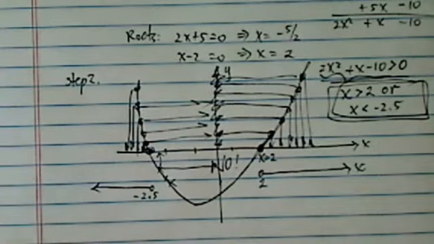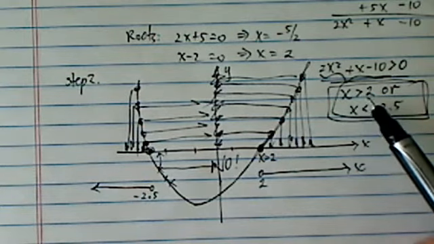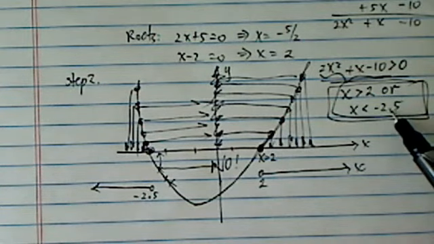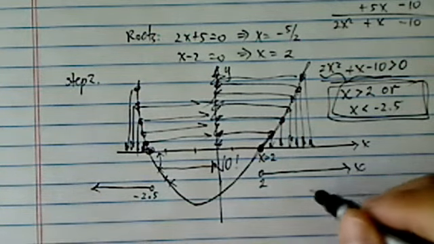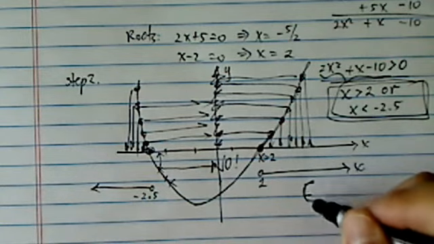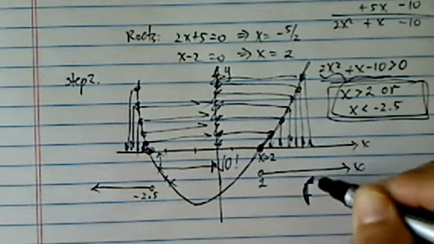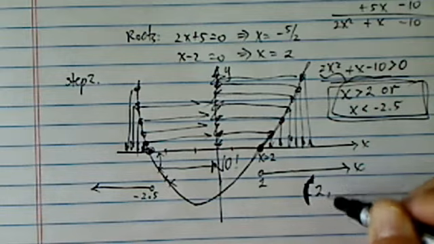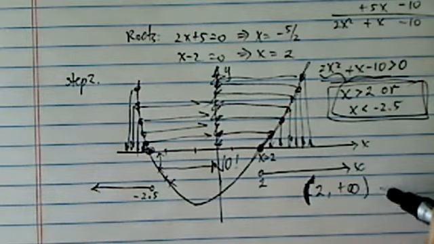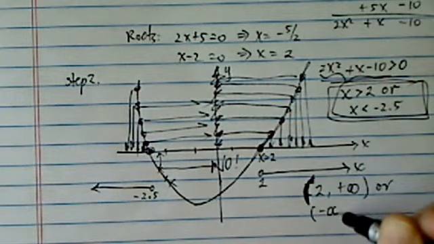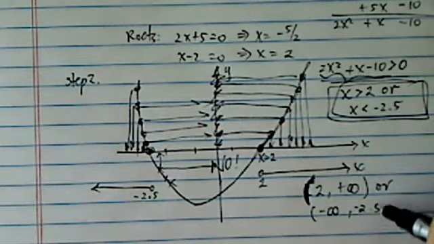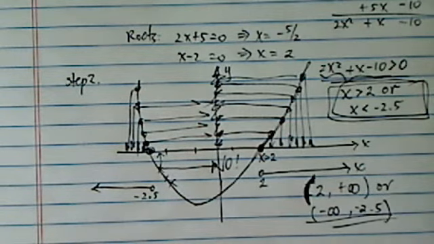Anyway, back to math. So our solution set is x bigger than 2, or x less than minus 2.5. If you so choose, you can write it in interval notation: 2 to positive infinity, or minus infinity to minus 2.5. All right, hope it's clear.